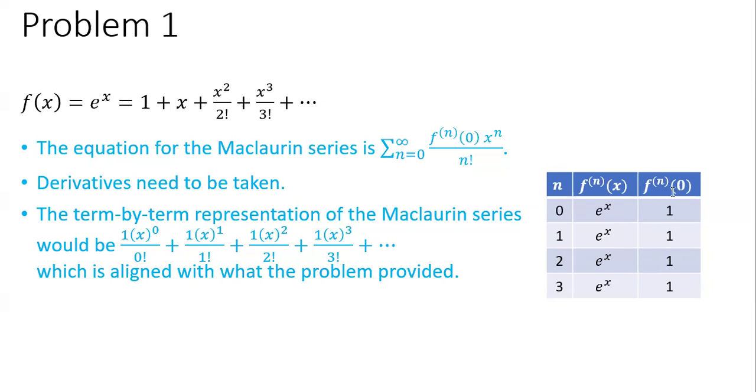We evaluate it at the center of the Taylor series, which is 0 for the Maclaurin series. Okay, so e to the 0 is 1 all the time. So the term-by-term representation is the nth derivative at 0, so that's 1 plus x to the 0 over 0 factorial plus 1 times x to the first power over 1 factorial plus 1 times x squared over 2 factorial plus 1 times x cubed over 3 factorial, so on and so forth. And this is clearly aligned with this guy up here.